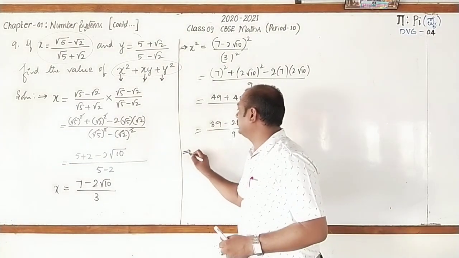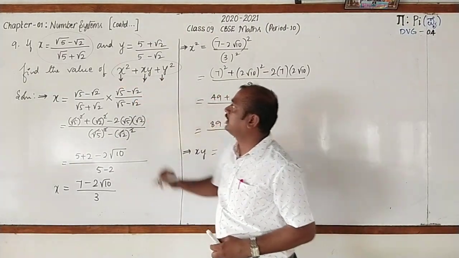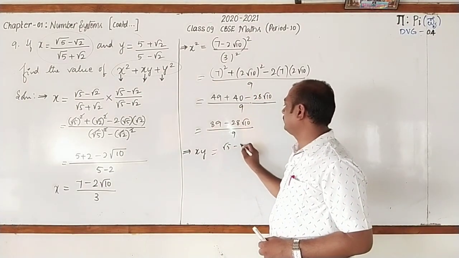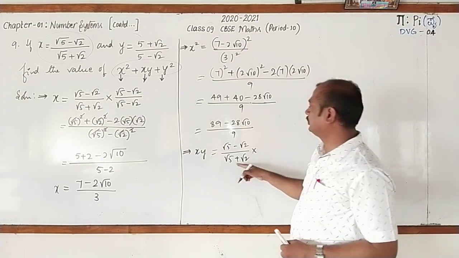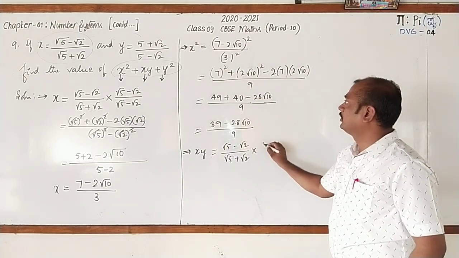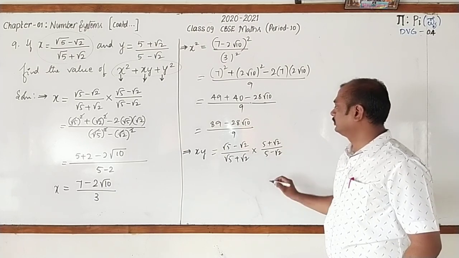Next, I go for taking xy. Xy we want, I'll take, where x is root 5 minus root 2 by root 5 plus root 2 into y is 5 plus root 2 by 5 minus root 2.